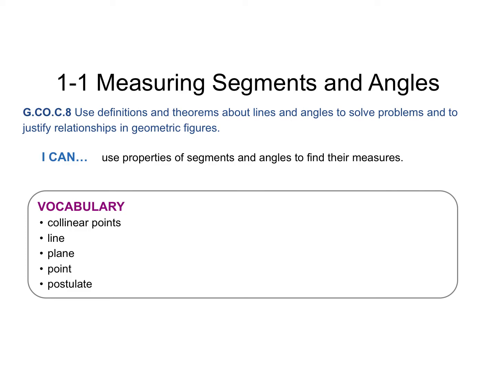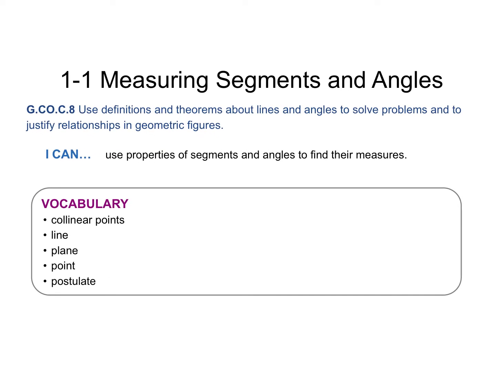Okay, so here we go. This is 1.1, measuring segments and angles, and we are going to use definitions and theorems about lines and angles to solve problems and to justify relationships in geometric figures. So we'll talk about vocabulary tomorrow.